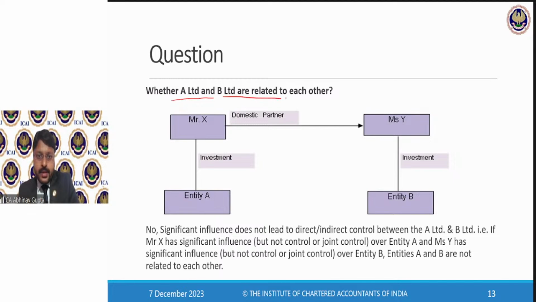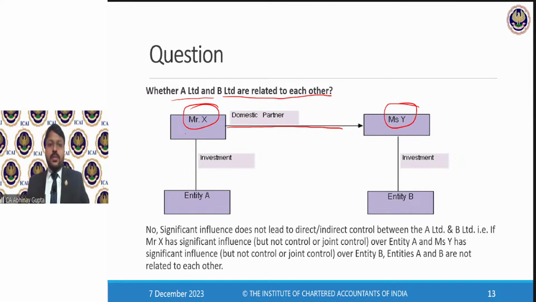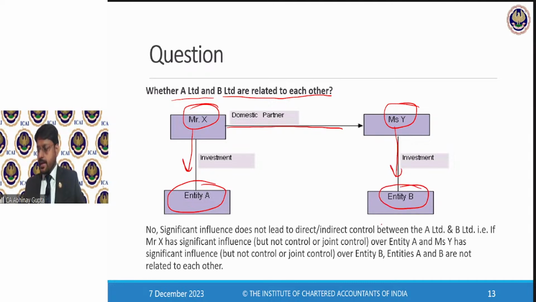Whether A Limited and B Limited are related to each other. So Mr. X, as a domestic partner, Ms. Y, okay? Now, Mr. X has an investment in entity A, and the domestic partner has an investment in entity B, right? So can we say that entity A and entity B are related to each other?